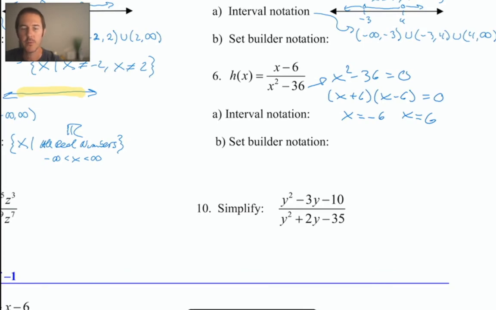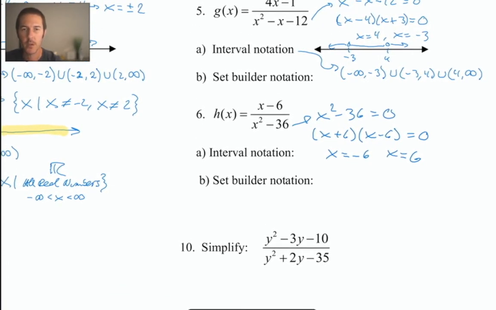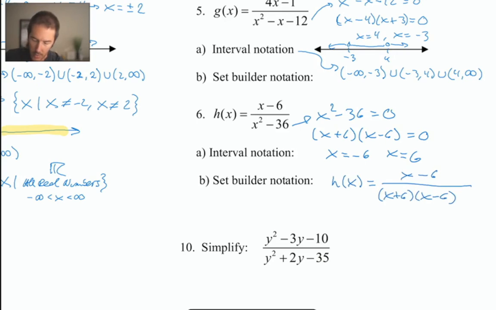Now in problem number 6, before I go on to the next one, I should point out that once you factor the denominator, you could rewrite the original function h of x as 1 over x plus 6 times x minus 6. And you'd think, well, I could cancel out these x minus 6's and put a 1 in the numerator, and my function h of x really becomes 1 over x plus 6. Therefore, the only x value that I really need to avoid is an x value of negative 6.